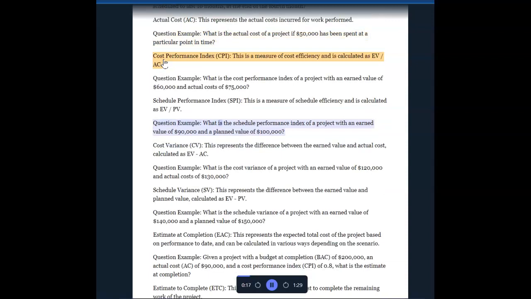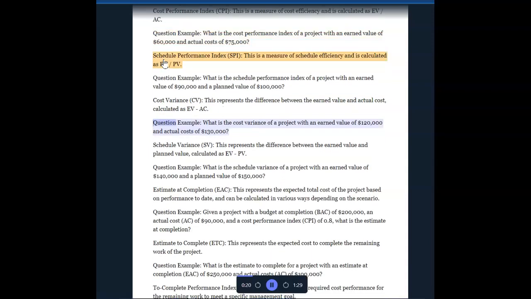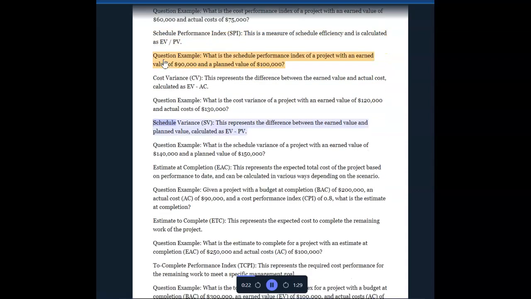Question example: What is the schedule performance index of a project with an earned value of $90,000 and a planned value of $100,000? Cost variance, CV. This represents the difference between the earned value and actual cost, calculated as EV minus AC. Question example: What is the cost variance of a project with an earned value of $120,000 and actual cost of $130,000? Schedule variance, SV. This represents the difference between the earned value and planned value, calculated as EV minus PV.